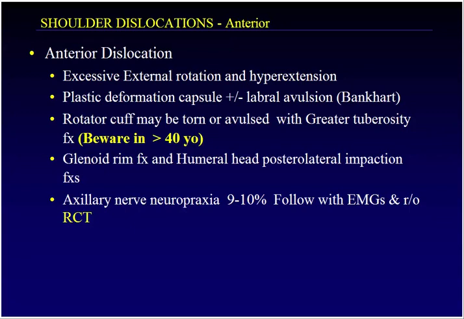Axillary nerve neuropraxia occurs about 10% of the time. You can follow it clinically with EMGs, and most, fortunately, will recover. And again, remember the possibility of an associated rotator cuff tear that may need to be ruled out.